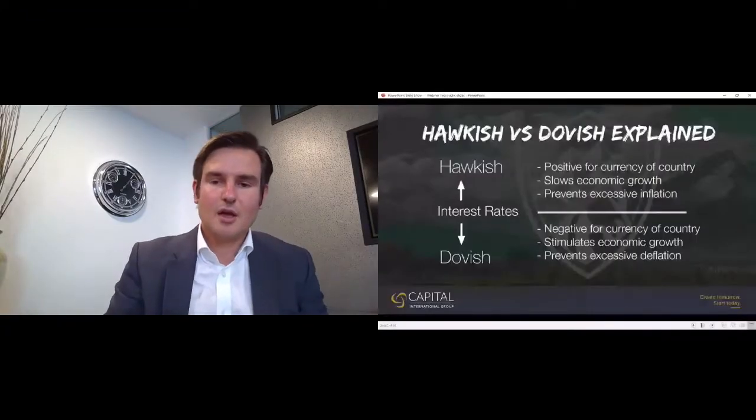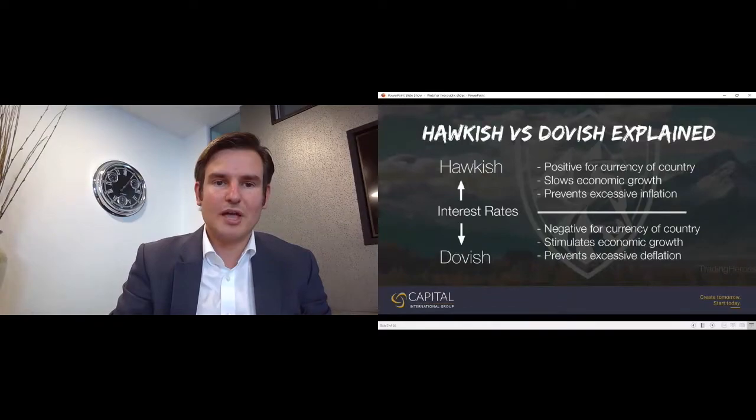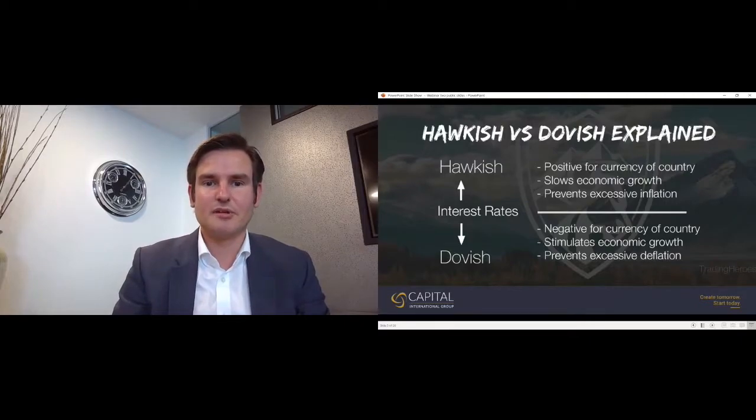Okay, so terminology that is often used around rate moves. Often we'll hear about the Fed being hawkish or the Fed being dovish, and I think it's just useful to revisit that terminology and just to highlight some of those key points.